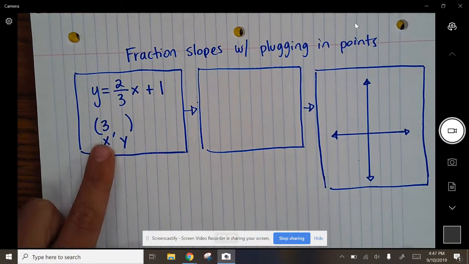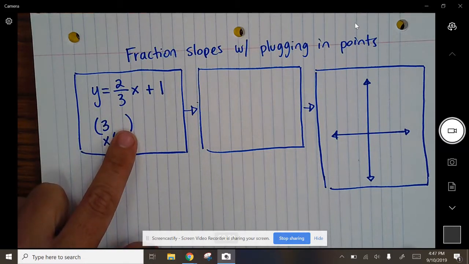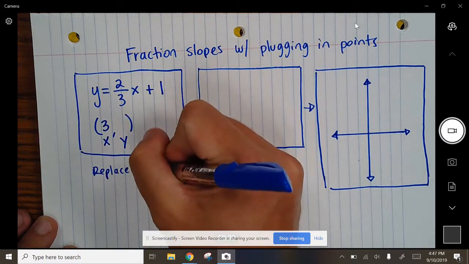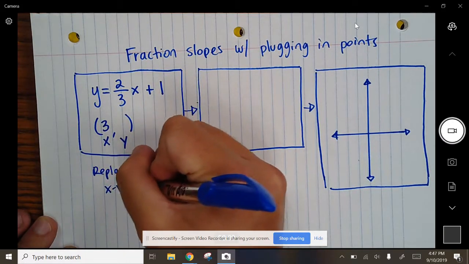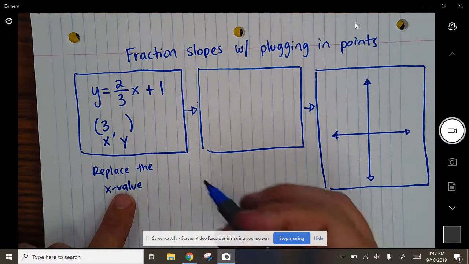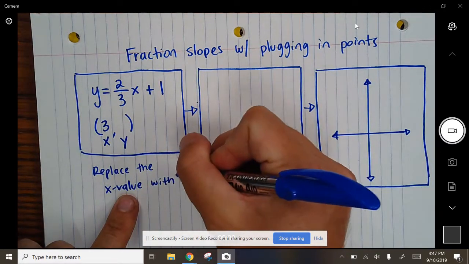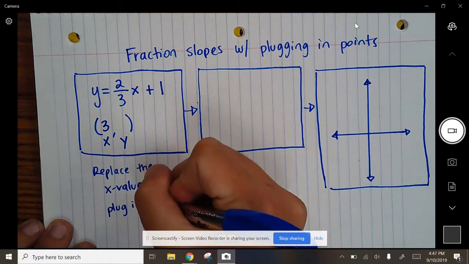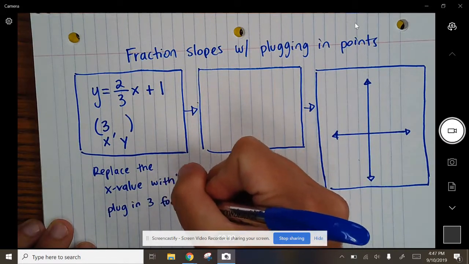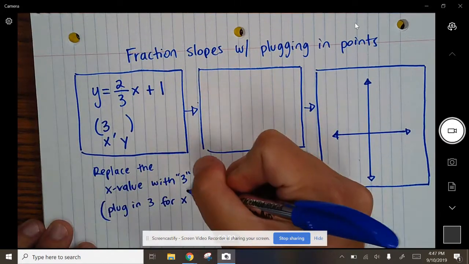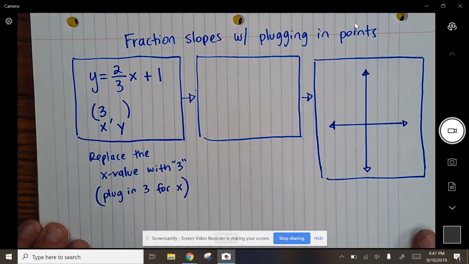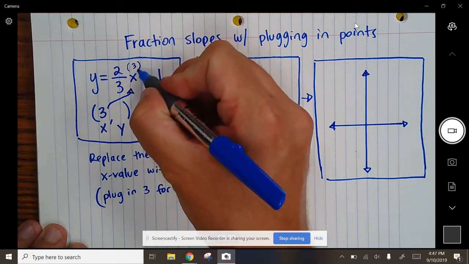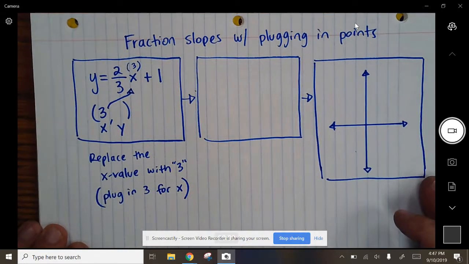Okay? So if my x value is 3, the whole point of this part is that you're going to replace the x value with 3. You're just going to plug in 3 for x. Let me try to make that simpler: plug in 3 for x. So you're going to take this 3, and it's going to go right here. We've been doing this a ton without fractions. This one now has a fraction, and it's totally fine. I'm going to show you what to do.